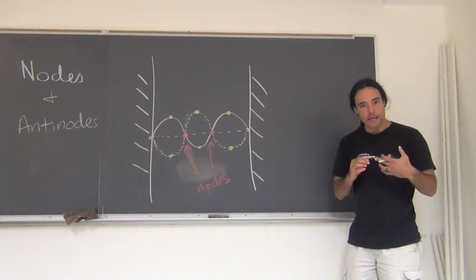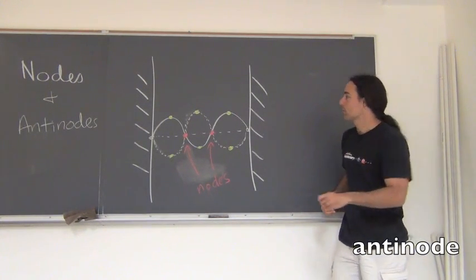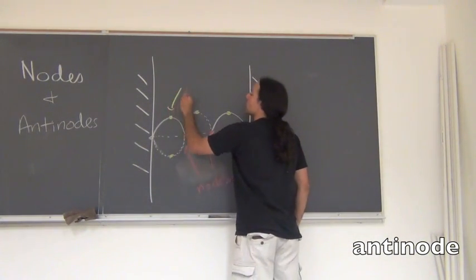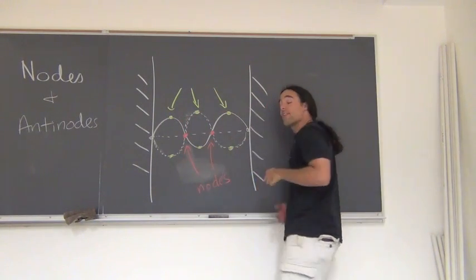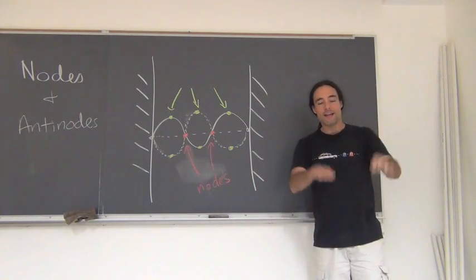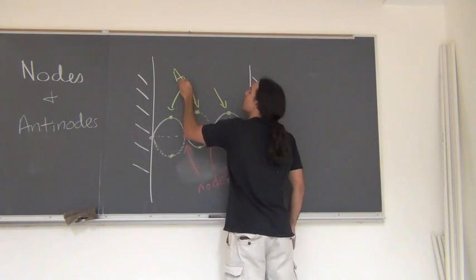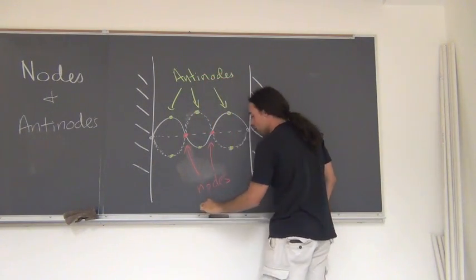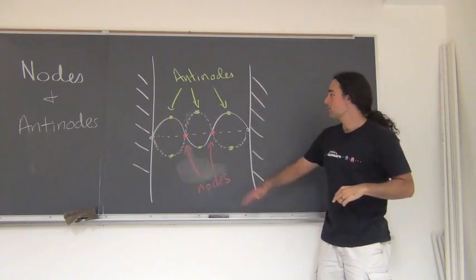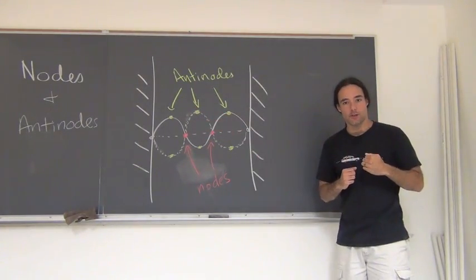The other important type of point on a standing wave is called the antinode. Antinodes are like these points right here. They're the points on a wave that are vibrating as much as possible. While the nodes stay fixed in one spot, the antinodes bounce up and down with as big an amplitude as possible.